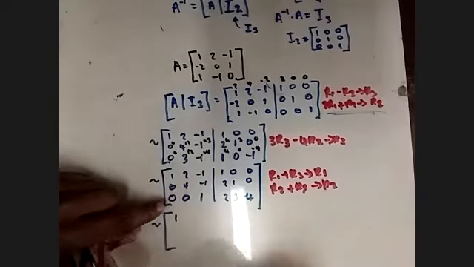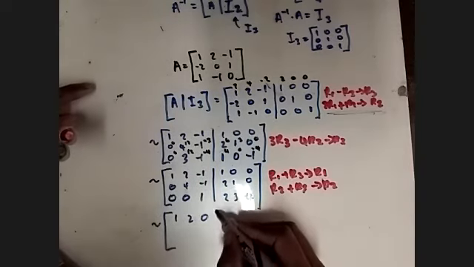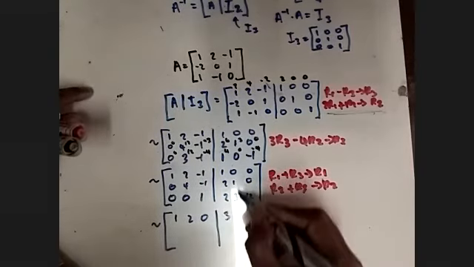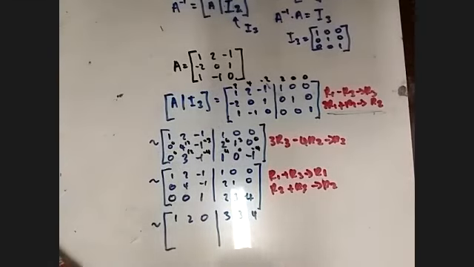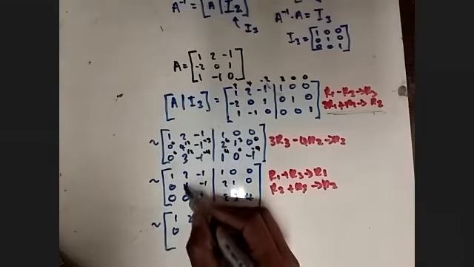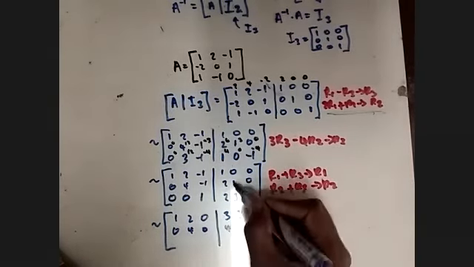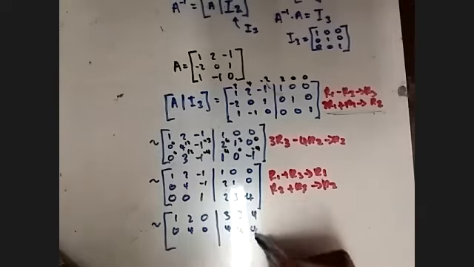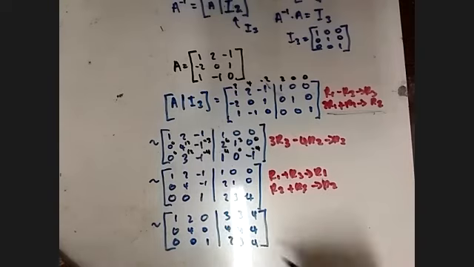1 plus 0 is 1. 2 plus 0 is 2. 1 minus 1 is 0, okay? 1 plus 2 is 3. 0 plus 3 is 3, 0 plus 4 is 4, okay? And then the second part is R2 plus R3: this plus that is 0, 4 plus 0 is 4, minus 1 plus 1 is 0, 2 plus 2 is 4, 0 plus 4 is 4, okay? So I get 0, 0, 1, and 2, 3, 4, okay?